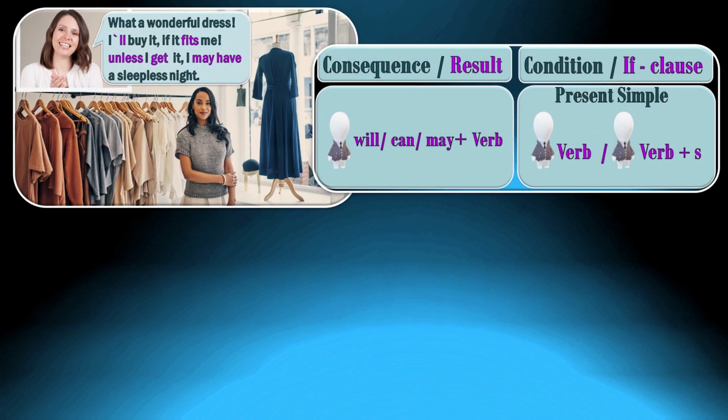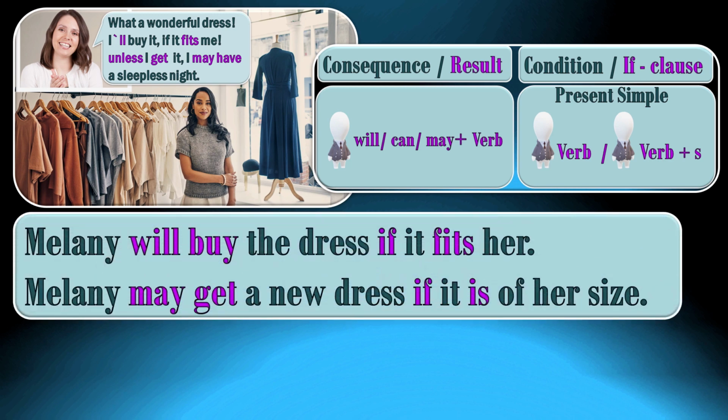Melanie says, I'll buy it if it fits me. So she'll buy a dress on the condition it is of her size. Melanie will buy the dress if it fits her. Melanie may get a new dress if it is of her size.